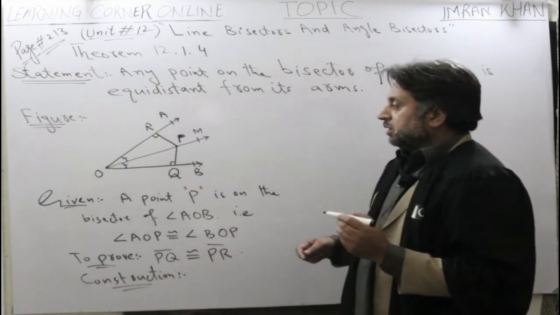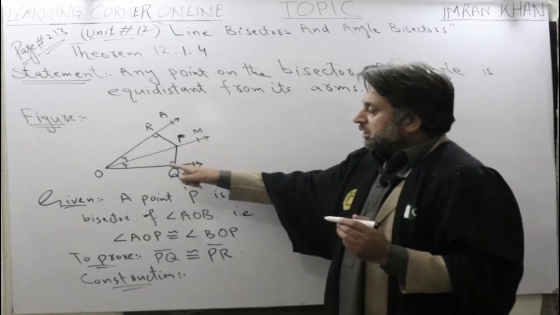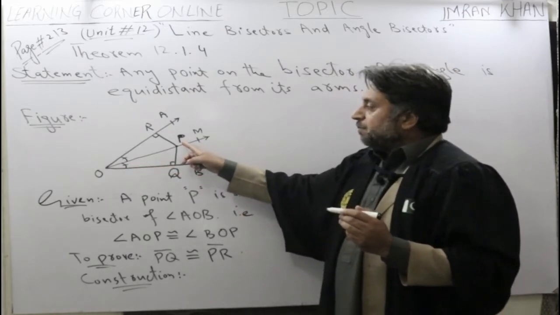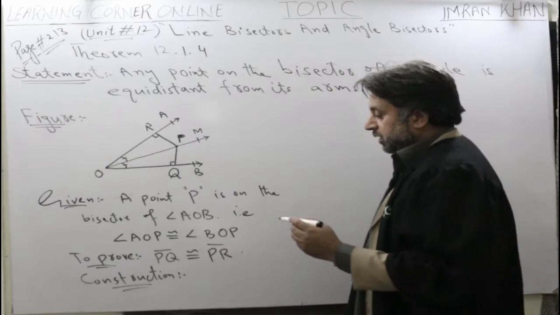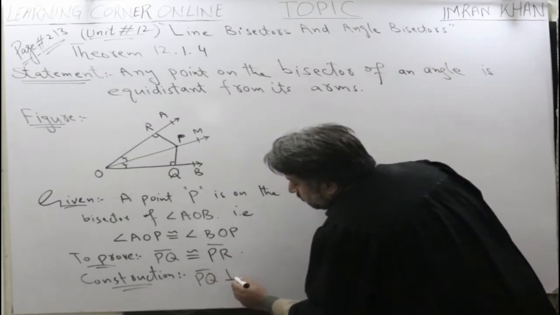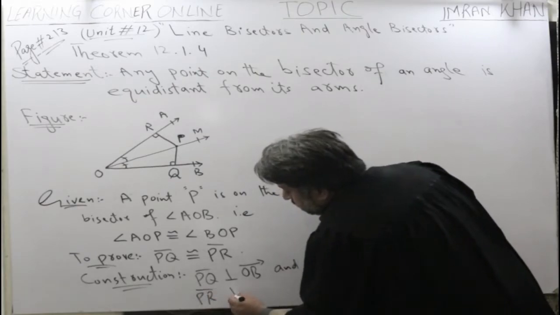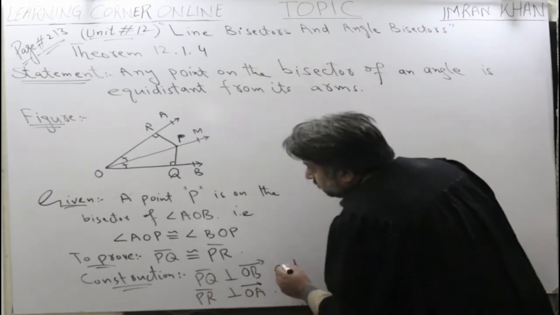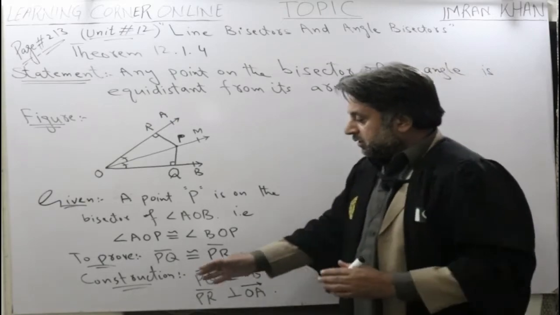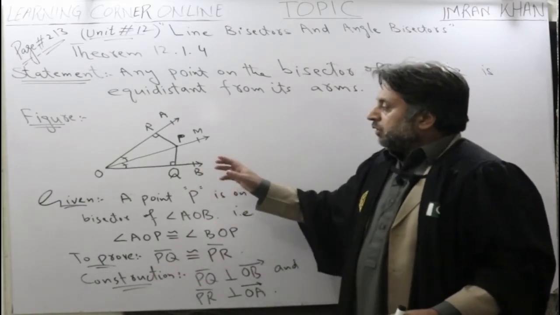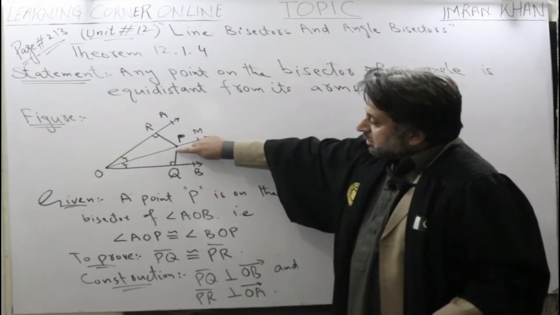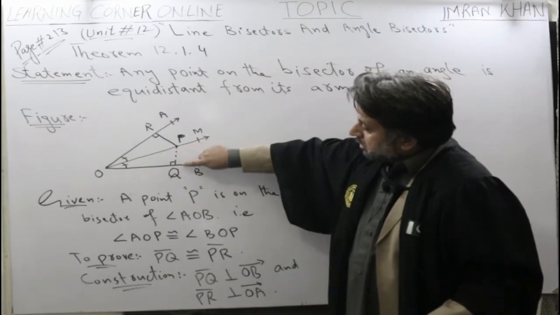In construction, we will draw PQ perpendicular to OB and PR perpendicular to OA. And in construction, what things do we do? We will always draw a dotted line or broken line.